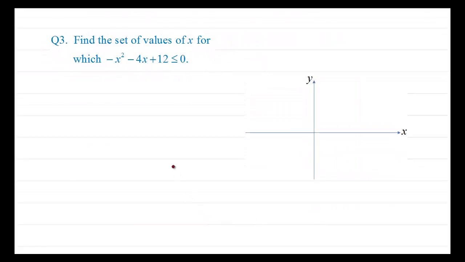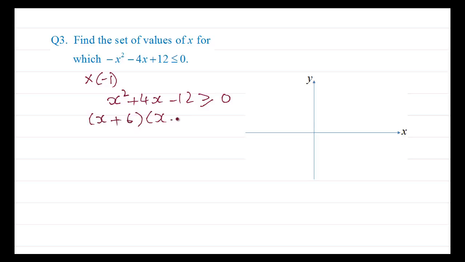Question 3. First we multiply everything by minus 1 and reverse the sign of inequality. So we get x squared plus 4x minus 12, then the sign goes greater than or equal to 0. Now factors of minus 12, which add up to 4, they are 6 and minus 2. So the critical values, x equal to minus 6 or x equal to 2.